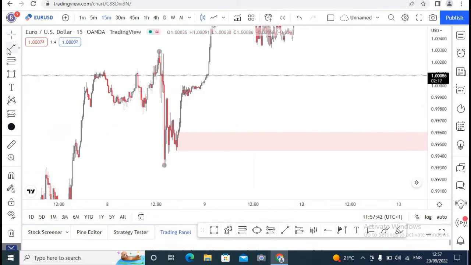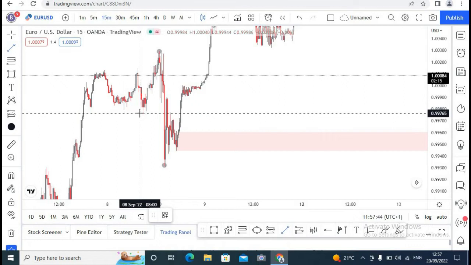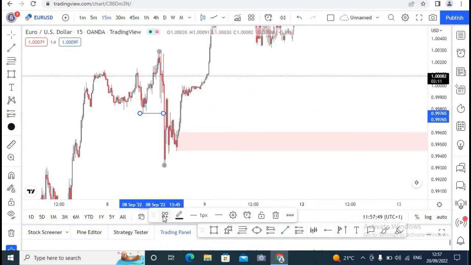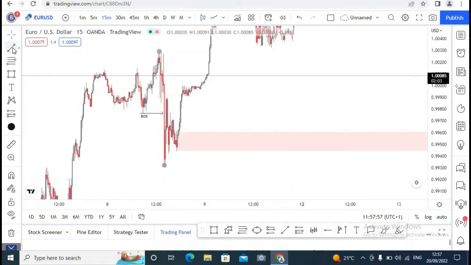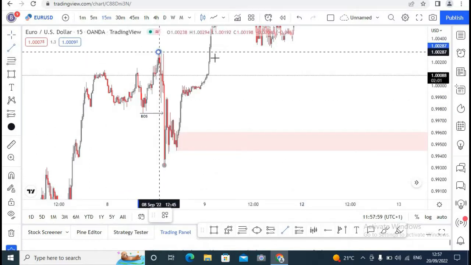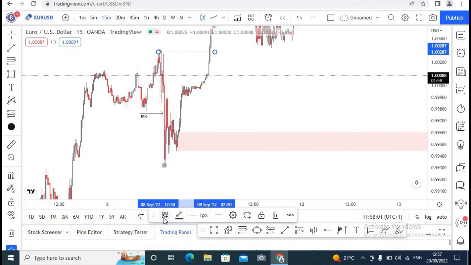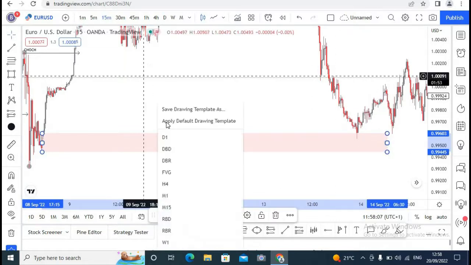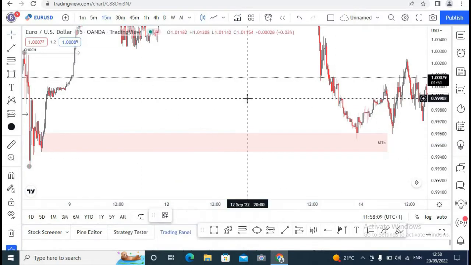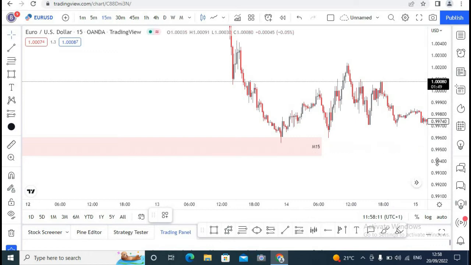As you can see, we did have a break of structure right here, guys. Let me just highlight it so that you can see. Break of structure, let's put it at the bottom. As you can see, we also had our change of character at the top, something like this. And this is our 15 minutes time frame demand level.